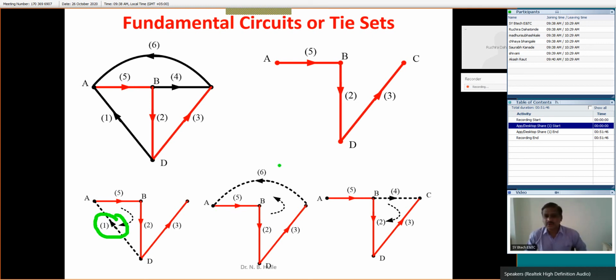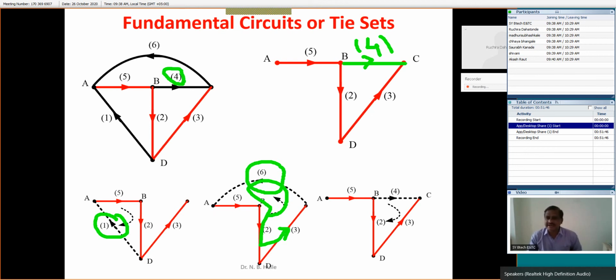Now, in this case, look at this co-tree branch. This is branch number 6. This current is towards the left side. That's why the current of this particular loop will be taken as anti-clockwise. Finally, if we put this co-tree branch number 4 here, again it will form a closed loop. Tie set number 3 is 2, 4, 3, or 2, 3, 4.